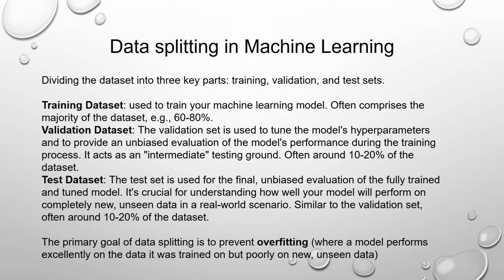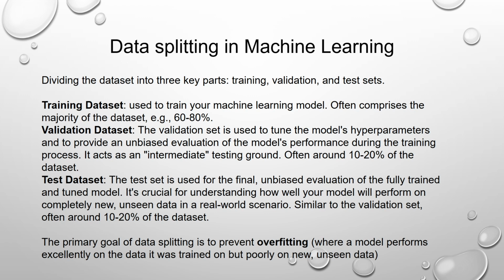Data is a very important part of machine learning. It's on our data we build our machine learning model. This dataset can be divided into three. One is the training dataset, and this data is used to train our machine learning model, and it comprises 60 to 80% of our data.